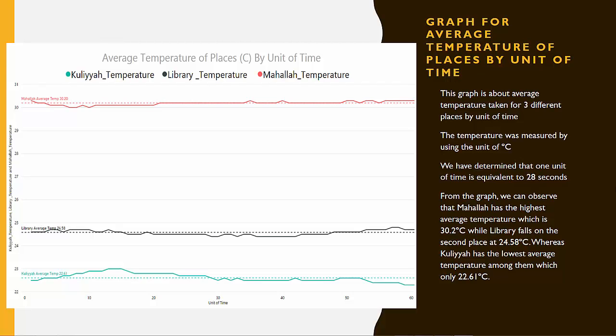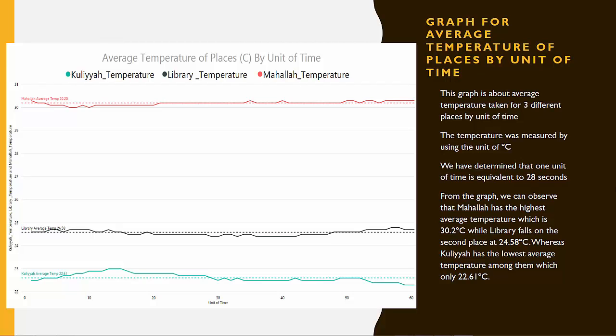Dotted line represents the average temperature. The red dotted line represents the Mahalah average temperature, the black dotted line represents the library average temperature, and the green dotted line represents the Kuliah average temperature. So this graph is basically about average temperature taken for three different places by unit of time. The temperature was measured in degrees Celsius.